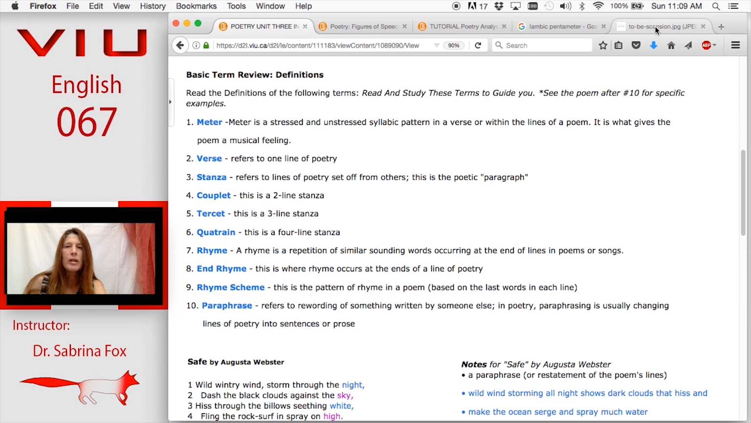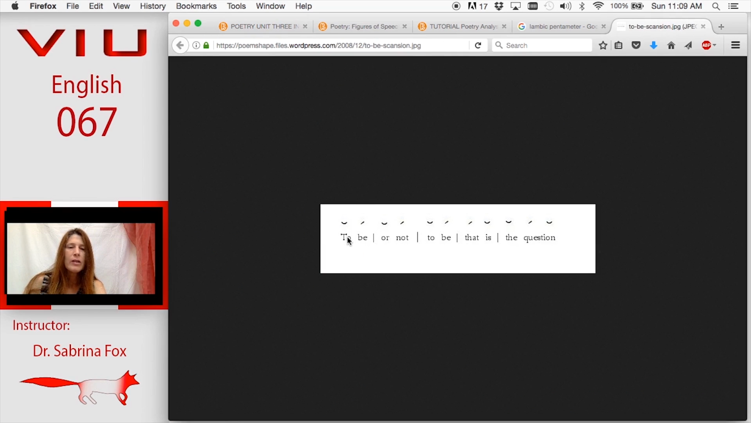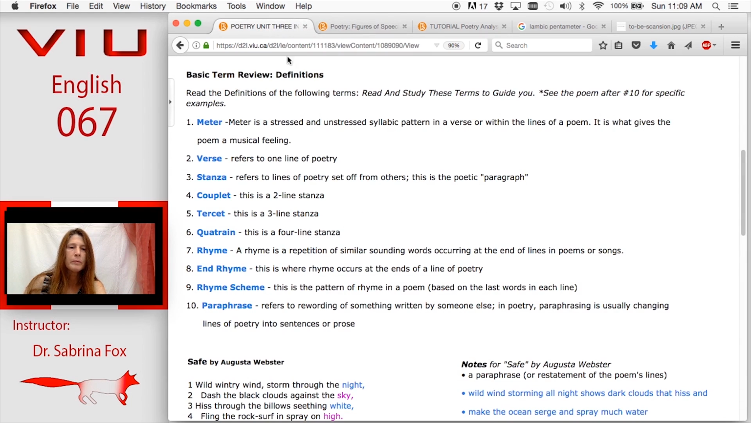Okay, so just to give you a picture of it, this here is an example. If it's not stressed, it looks like that, whereas if it's stressed, it has the line. So the way that you would read this, if you knew the meter, would look like this: to be or not to be, that is the question. And so it tells you sort of how it should be said. And that is your first example of meter.